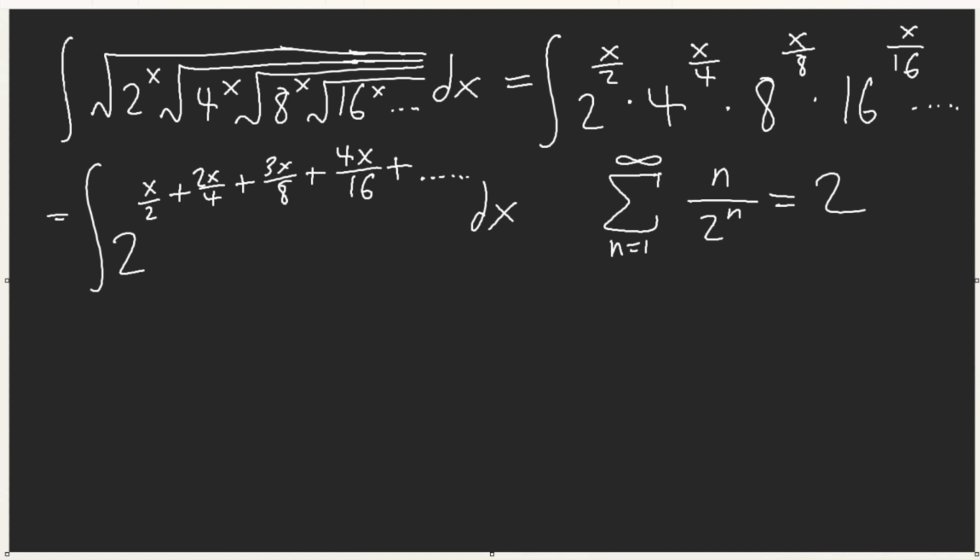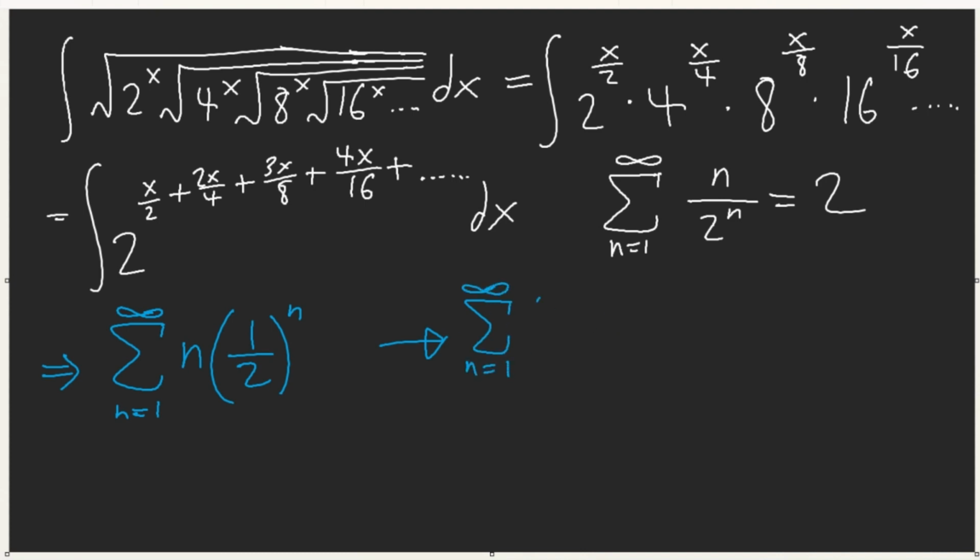Another way of solving this sum is this is also equal to the sum of n over 2 to the n. So if we know that the geometric series of 1/2 to the n is equal to 1 minus half, let me write it like this.